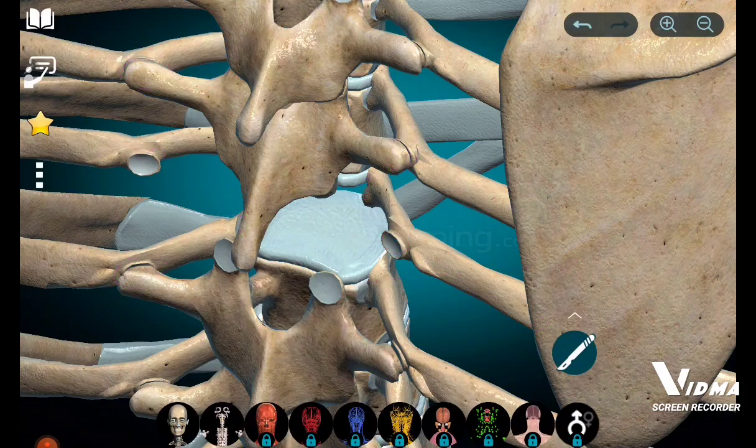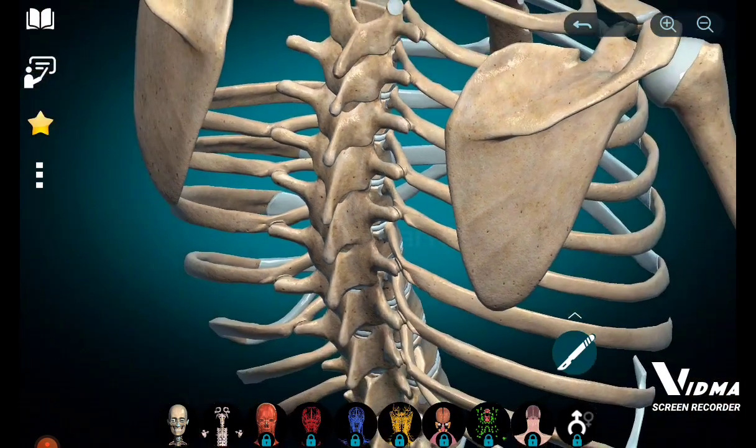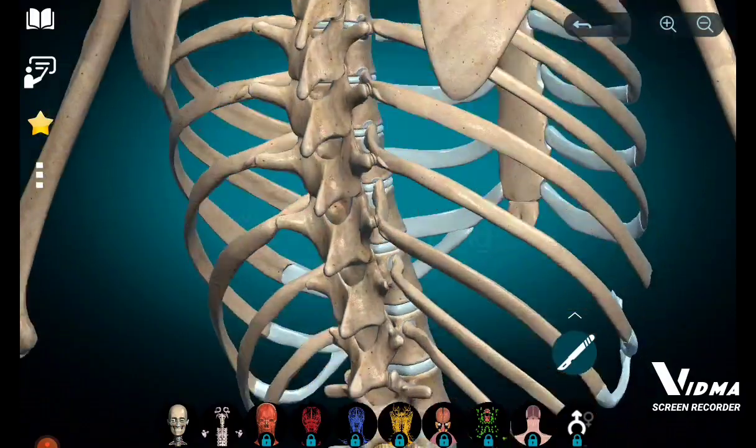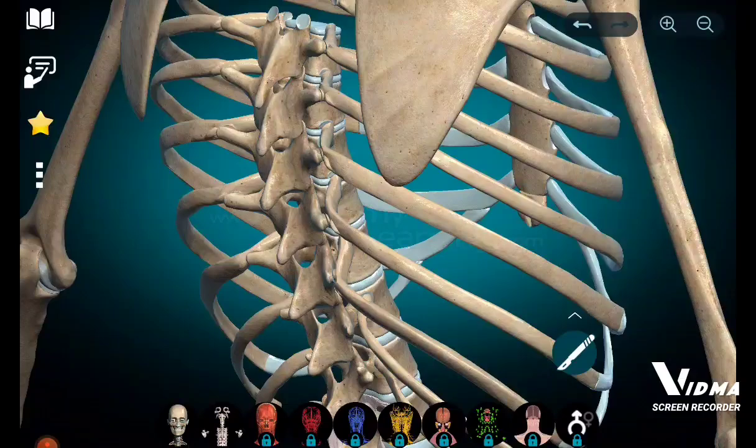So that in human beings, ribs are bicephalic. Bicephalic ribs contain two articulation surfaces.